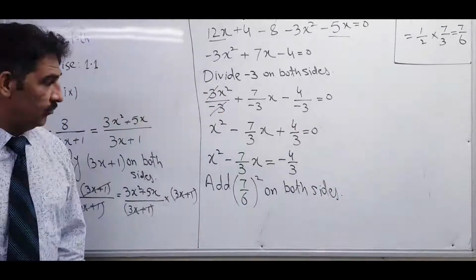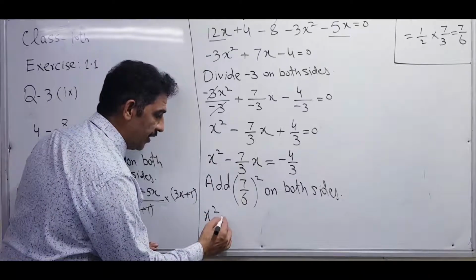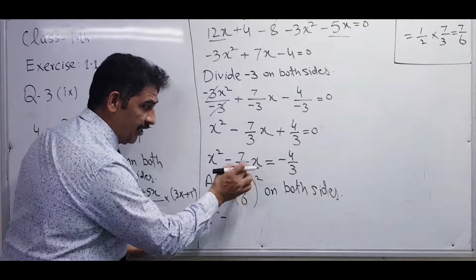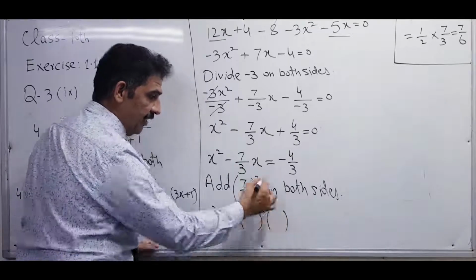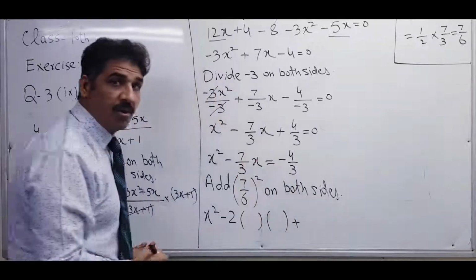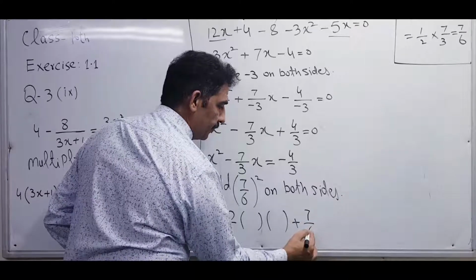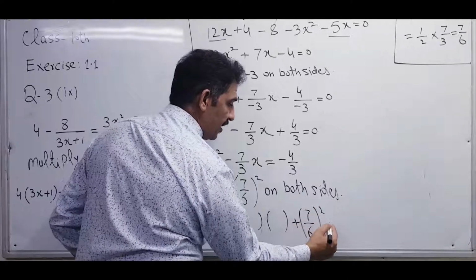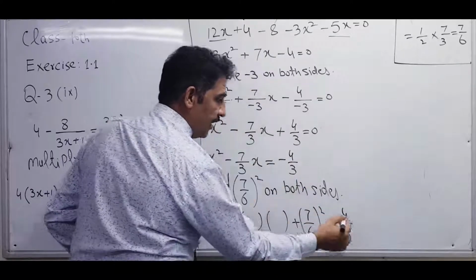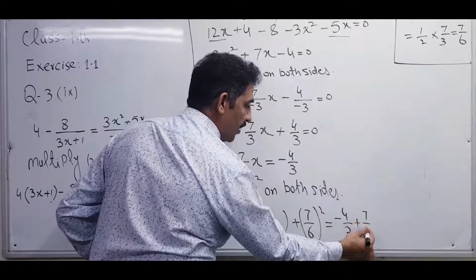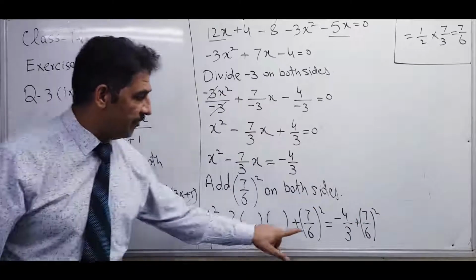Right? Now we have to use this procedure. X square you will write remains the same, minus. Here, this procedure I told you, that you have to write 2, then leave the bracket empty. After that fill this bracket. So what do we have to add on both sides? We have to add 7 over 6 square on both sides, and here minus 4 over 3 the same from here, and plus 7 over 6 whole square on both sides, first side and second side.